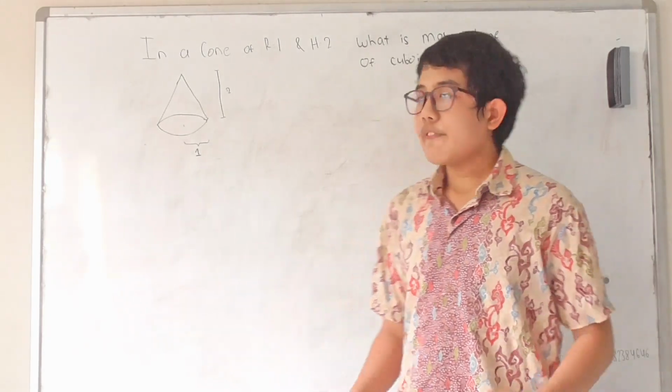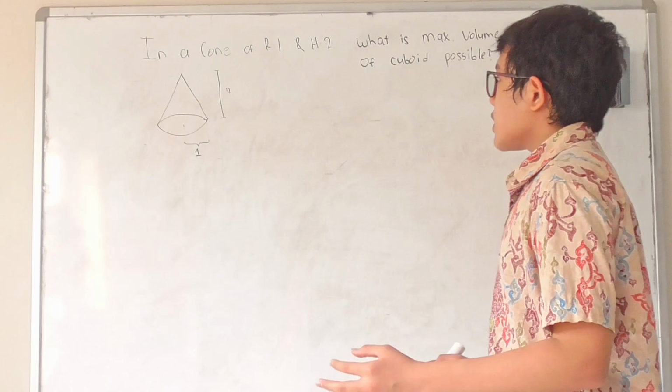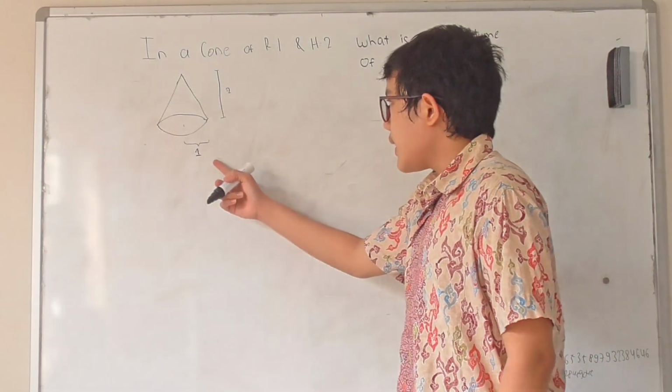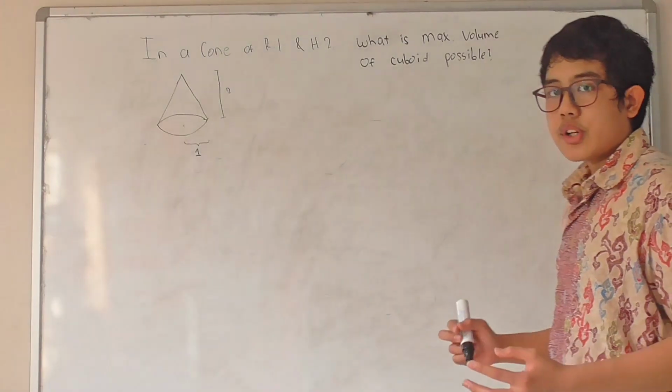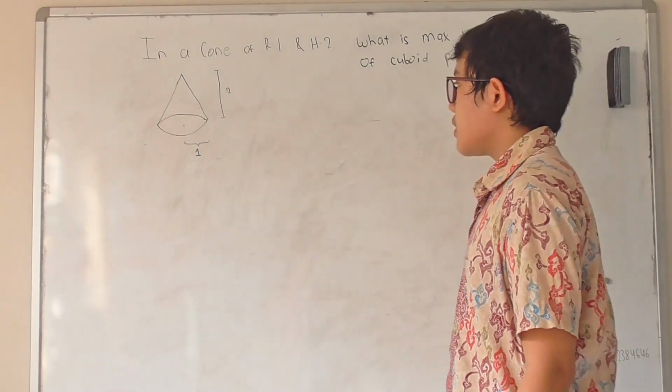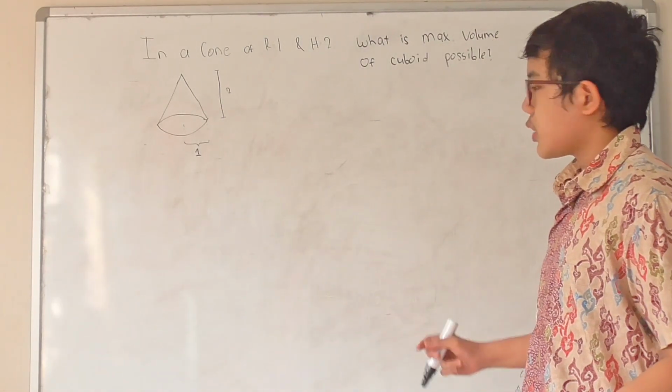In this video, I have a very interesting solid geometry problem. So, let's say we have a cone of radius 1 and height 2. What is the maximum volume of a cuboid inside this cone? Pause the video a bit and see if you can solve this problem, and watch to find out.